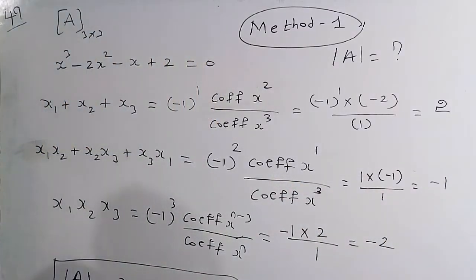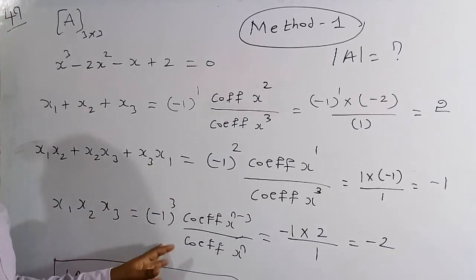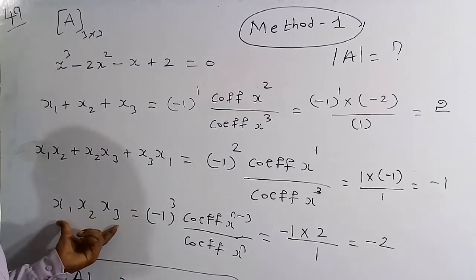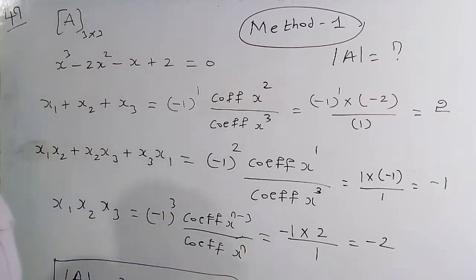And similarly, if I want to know the product of 3 roots, which is x1 x2 x3, it is equal to minus 1 all to the power of 3, since we are taking 3 terms at a time, times the coefficient of x to the power of n minus 3 divided by the coefficient of x to the power of n.